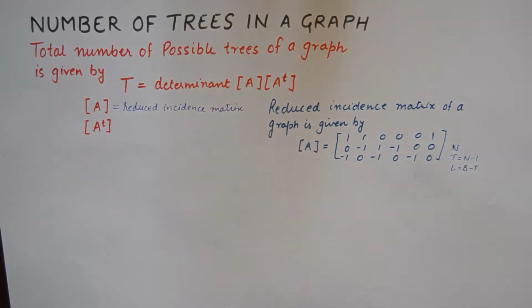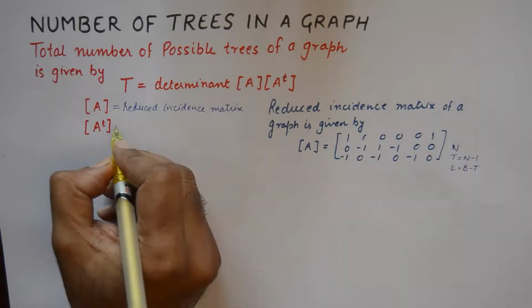Please understand, the incidence matrix of a graph is the sum total of all the connections that a graph makes, and if we eliminate one row out of that incidence matrix, it will become a reduced incidence matrix. It does not matter what row we eliminate, we just simply need to remove one row out of the incidence matrix to get the reduced incidence matrix.